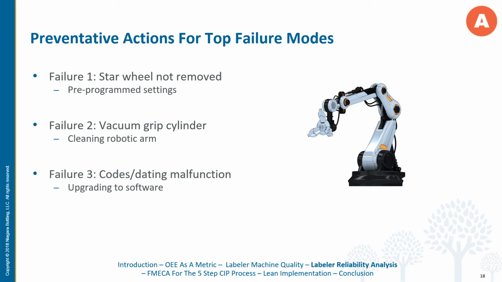In Failure 1, we recommended integrating pre-programmed buttons of different beverage types on the HMI screen that would adjust the line for the next beverage being made. In Failure 2, we recommended the integration of a robotic arm that removes the glue buildup depending on the number of bottles being produced. And in Failure 3, we recommended updating to a new software that would automatically adjust the text on labels to the current date and the beverage being made.